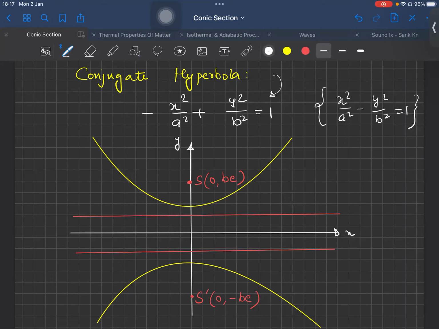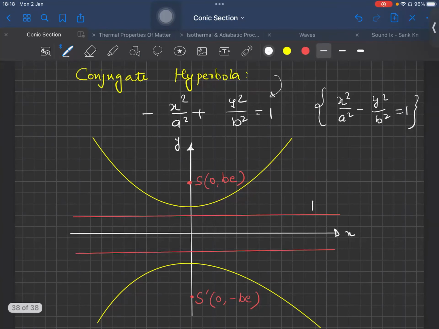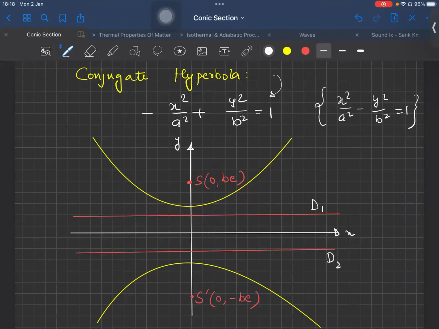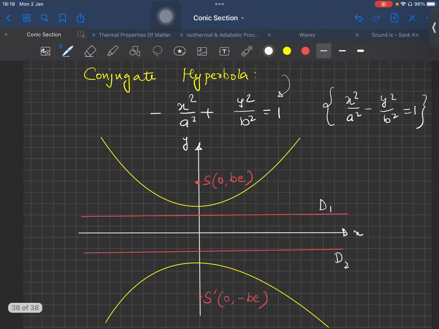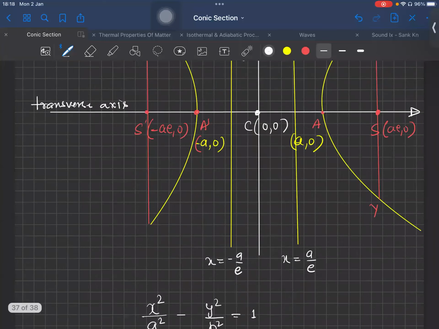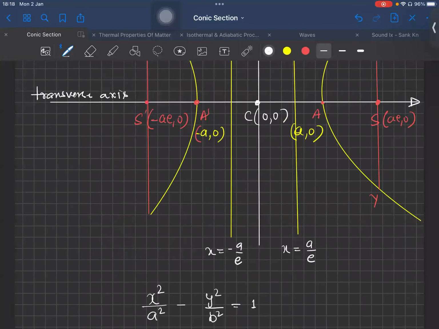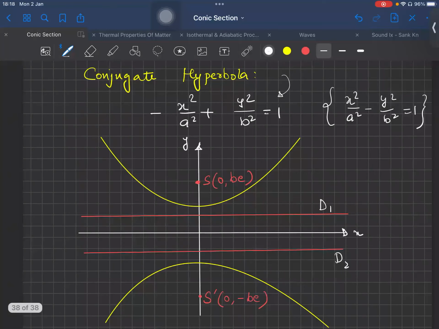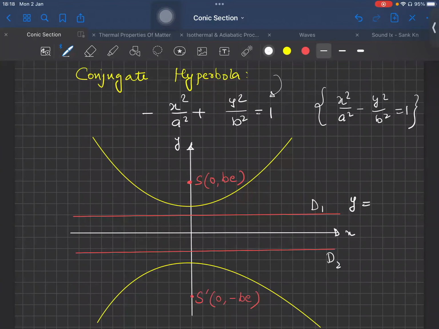Now, can anyone tell me the equation of directrix? Let's say this is the first directrix. What is the equation of the first directrix? What is the equation of the second directrix? See, this directrix is x is equal to a upon e, and this is x is equal to minus a upon e. What will be the equation of this directrix? Y is equal to B upon E, yes, and y is equal to minus B upon E.